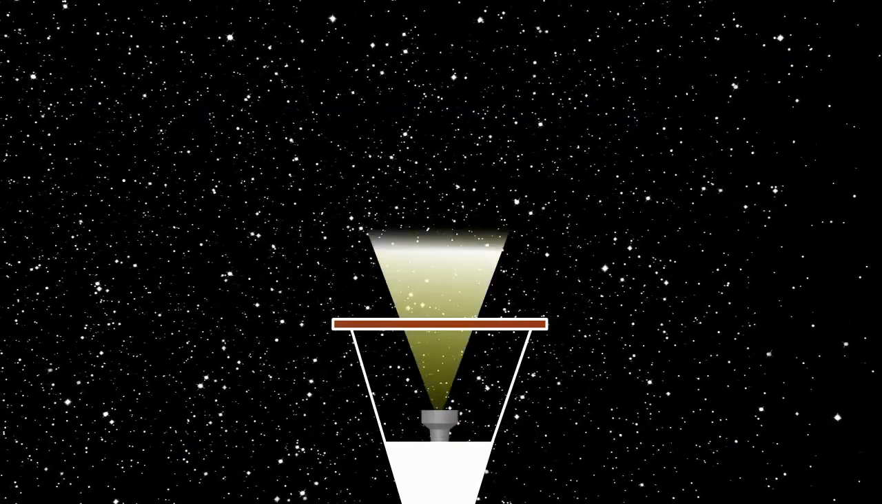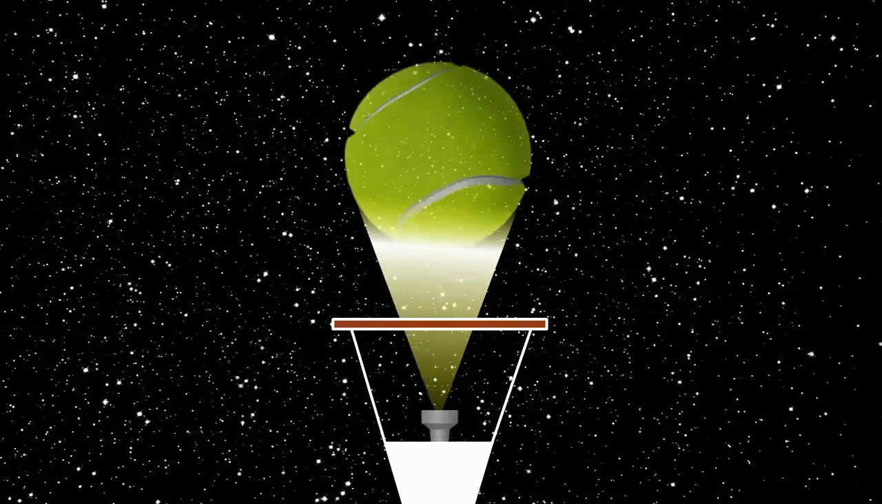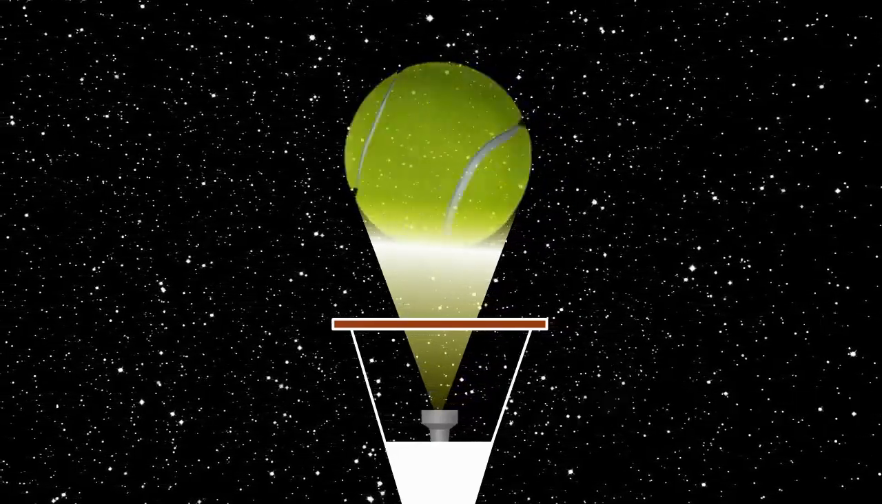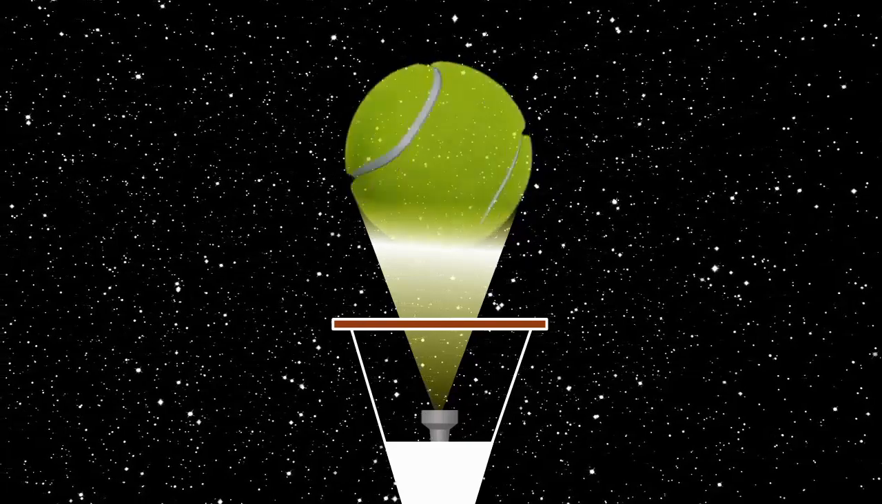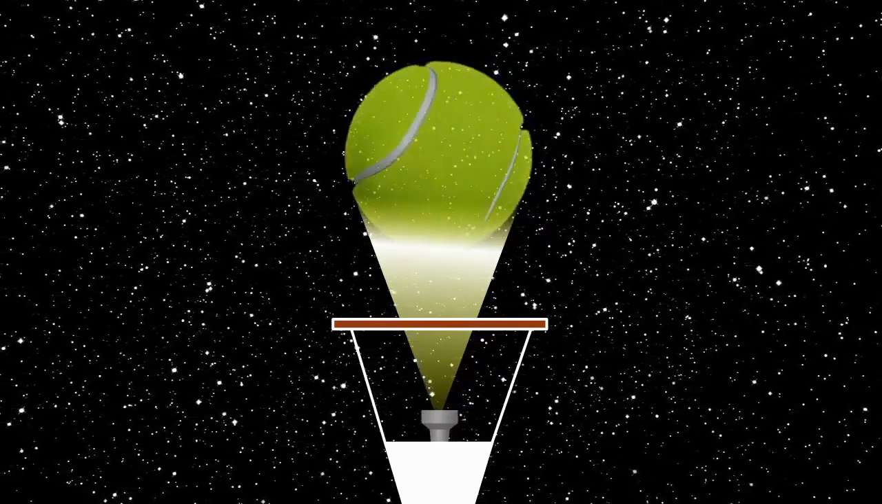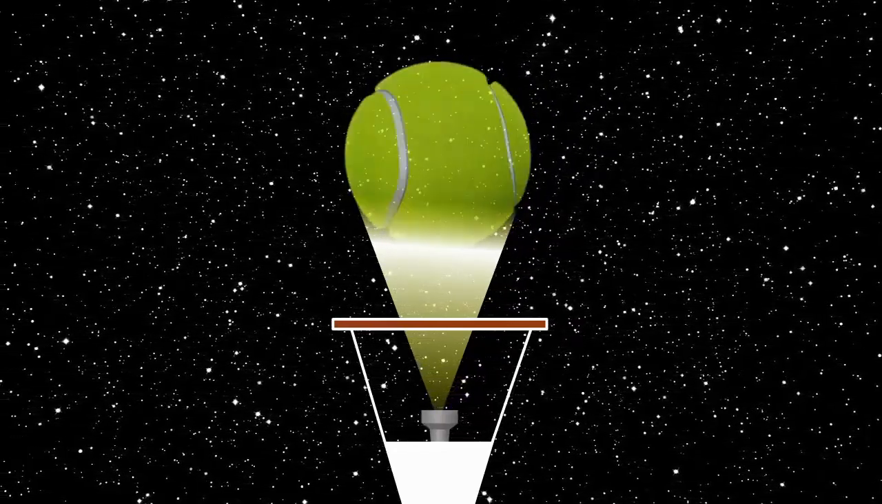To view the hologram, coherent light, similar to the reference beam, is shown onto the developed holographic plate. As this light interacts with the recorded interference pattern, it recreates the original light waves that were reflected off the object during the recording. This reconstruction gives the illusion of a three-dimensional image.